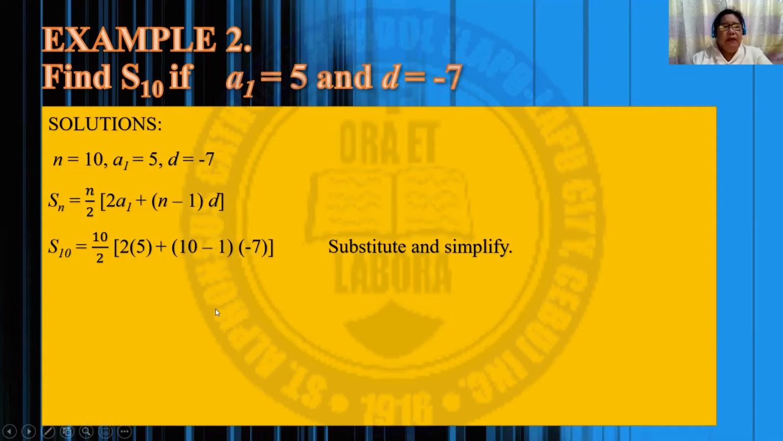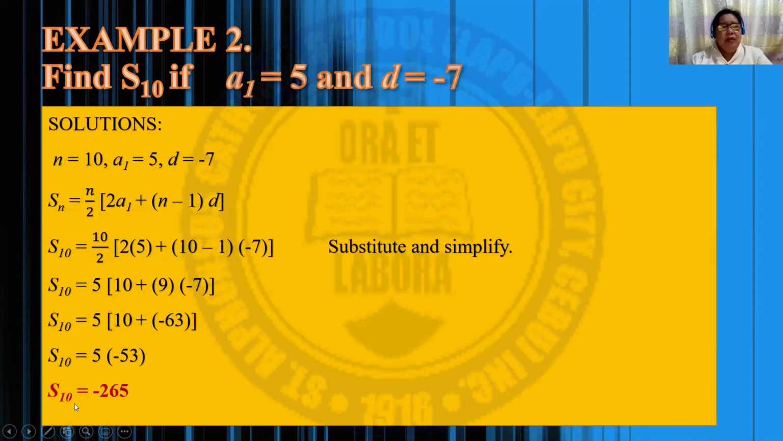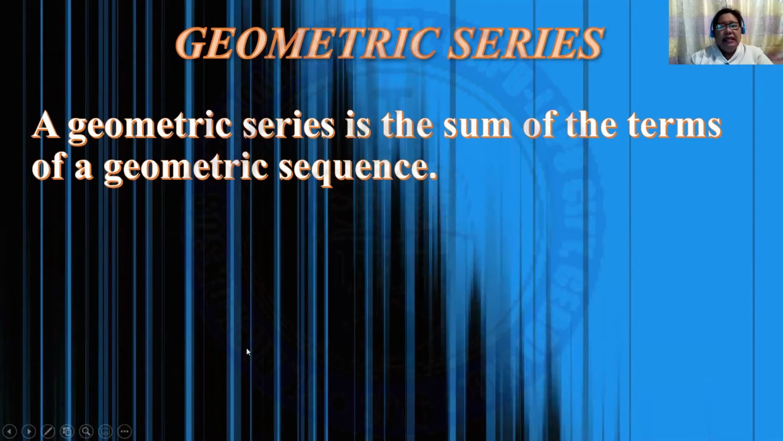And then simplify. So 2 times 5 is 10, 10 minus 1 is 9 times negative 7. And 9 times negative 7 is negative 63 plus 10 is negative 53 times 5. So the sum of the 10 terms is negative 265.